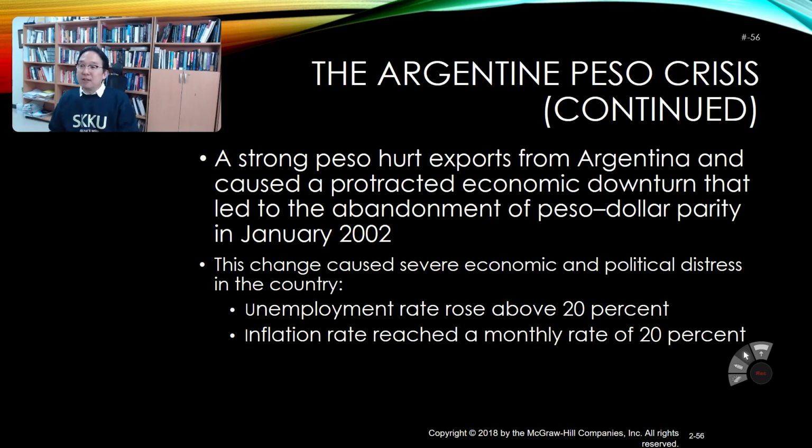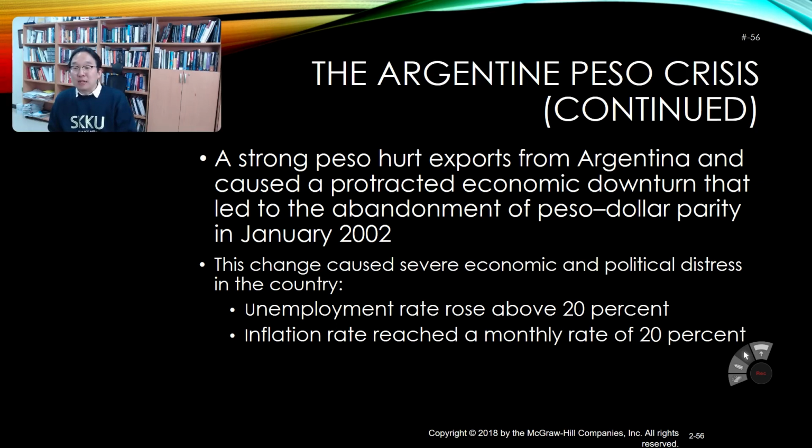And then it caused a protracted economic downturn that led to the abandonment of peso-dollar parity in January 2002. Now, getting out of this dollarization, what could be a consequence? Sudden devaluation. This change caused severe economic and political distress in the country. It hurt the unemployment rate, which rose above 20%.